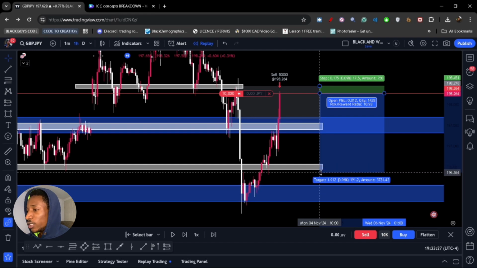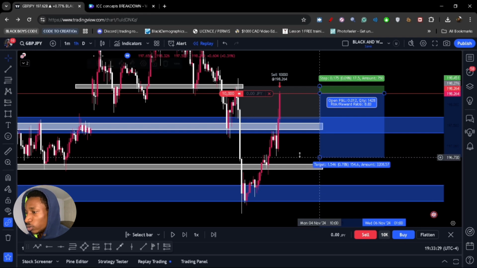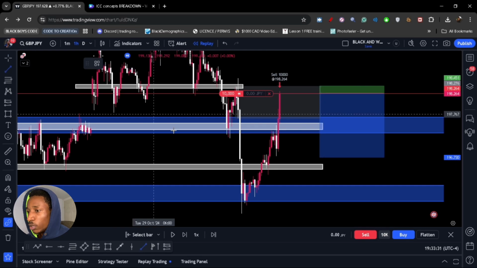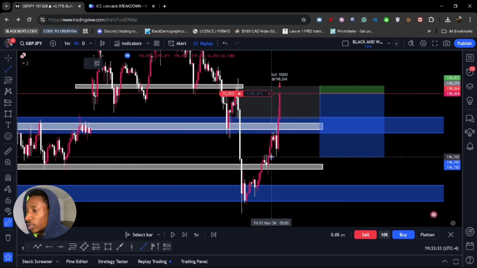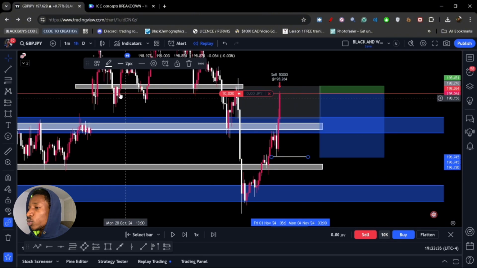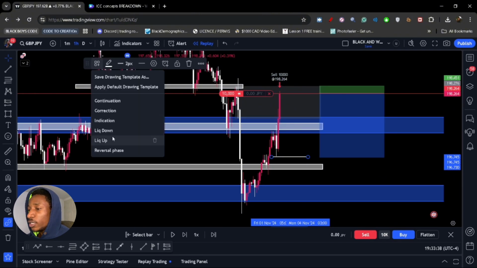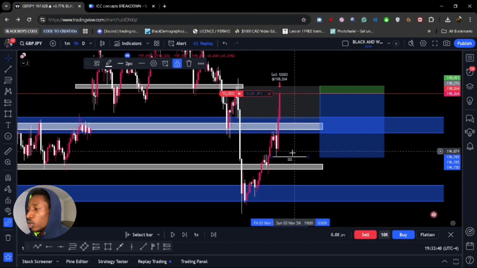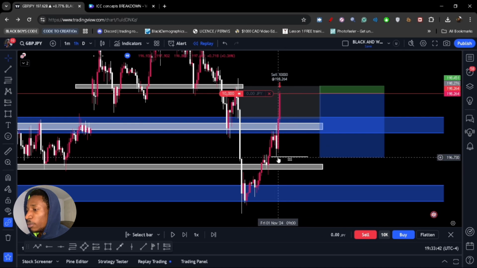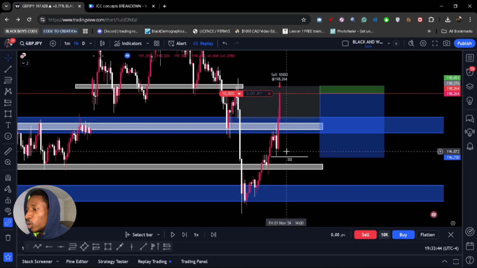Because price is looking to actually take out this specific doji candle right here. So this doji candle here, boom, right? When I say doji candles, doji candles usually have liquidity in them. So that's basically how I look at doji candles. In this case, we're looking to take out the low of the doji candle here.